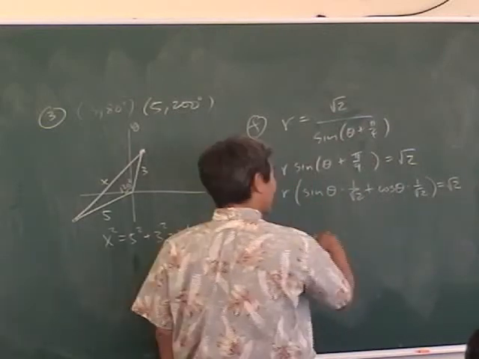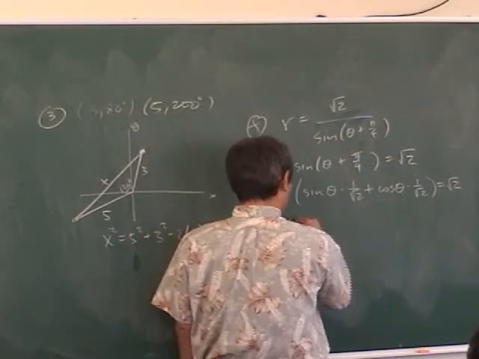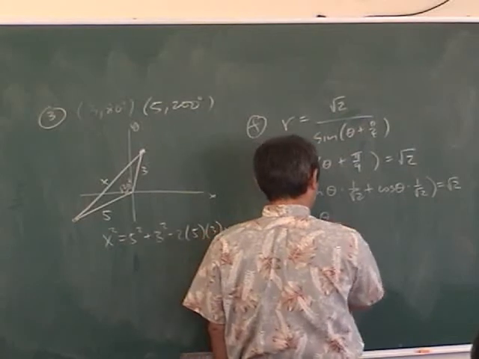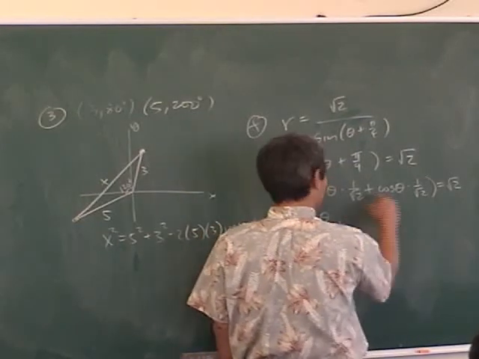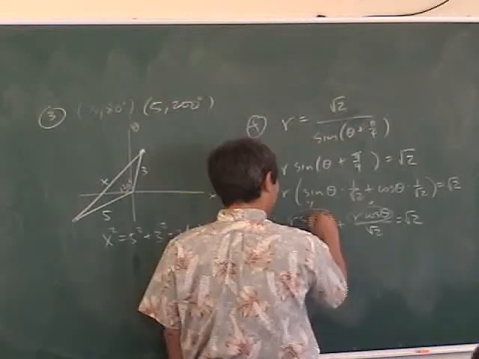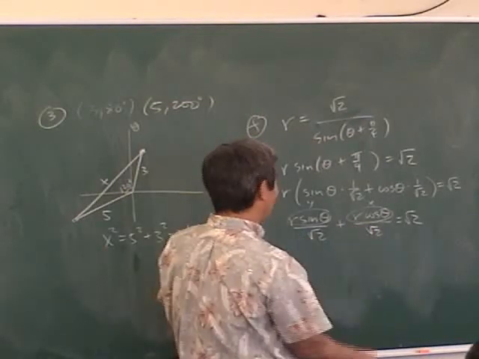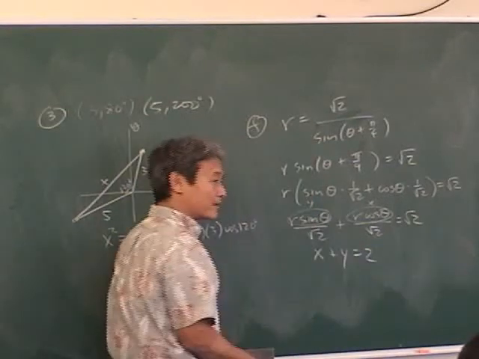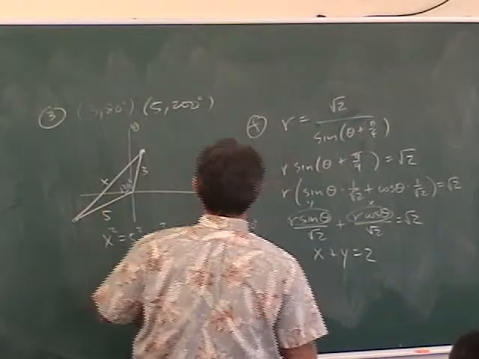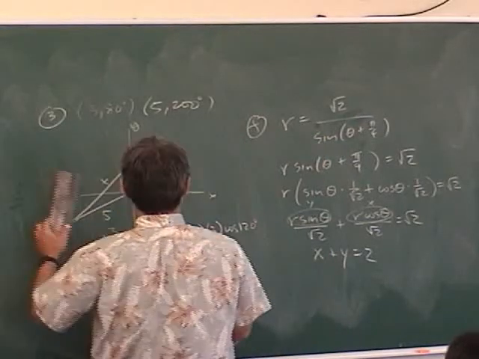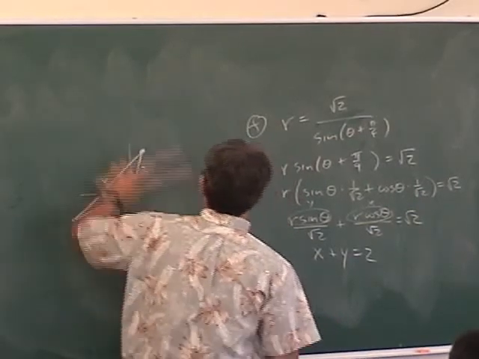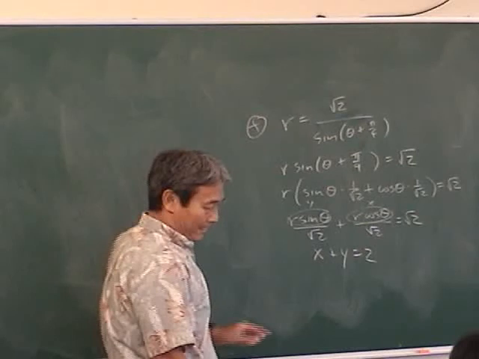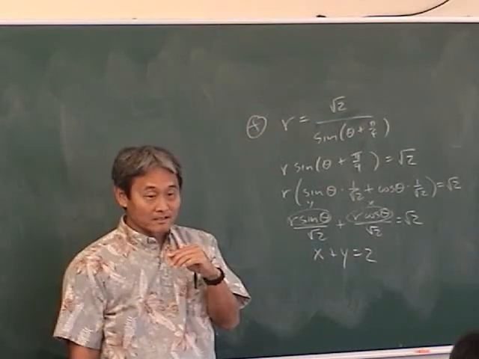Now, what happens when you distribute the r? r sine theta is y, and if you distribute the r here, r cosine theta is x. So that's x, this is y, and if you multiply both sides by root 2, you get x plus y equals 2, and that's a line. Everybody can graph that line. X-intercept 2, y-intercept 2. So the key is you have to know the identities.